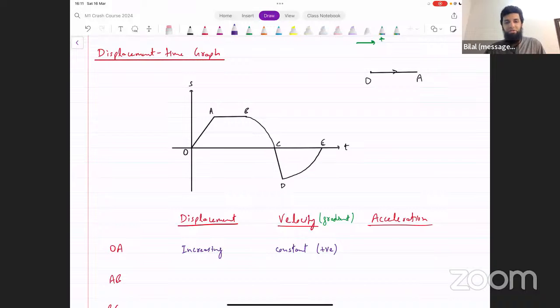All right. What about acceleration? What's happened to acceleration? Zero acceleration because the velocity is constant. If the velocity is constant, acceleration is going to be 0, because acceleration is defined as the rate of change of velocity. Okay, that's what's happening from O to A. So from O to A, the object is moving at constant velocity. Its displacement is increasing. Acceleration is therefore 0.